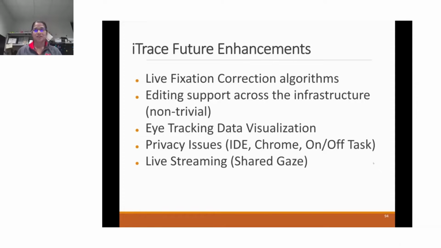Privacy issues definitely are a concern. Do you want your boss to see what you're looking at when you're browsing Stack Overflow, or are you going off task? What sites are you looking at? And then finally, live streaming. We can do live streaming also. That's something that is a possibility.